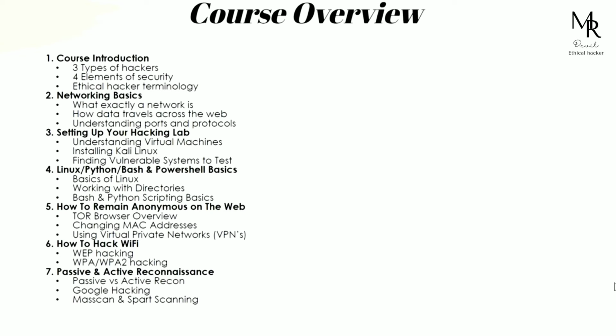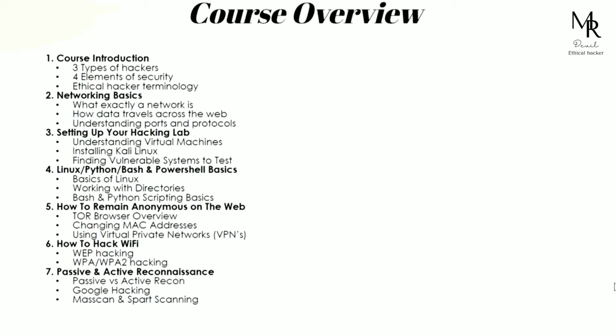And then section 5, how to remain anonymous on the web. We're going to go over the Tor browser overview, how to change your MAC address, and then using virtual private networks, VPNs, and the importance of these when you're actually doing ethical hacking, and to help you with becoming very much so anonymous so that none of your tracks are actually being found out, right? You're covering your tracks and you're remaining as anonymous as possible.